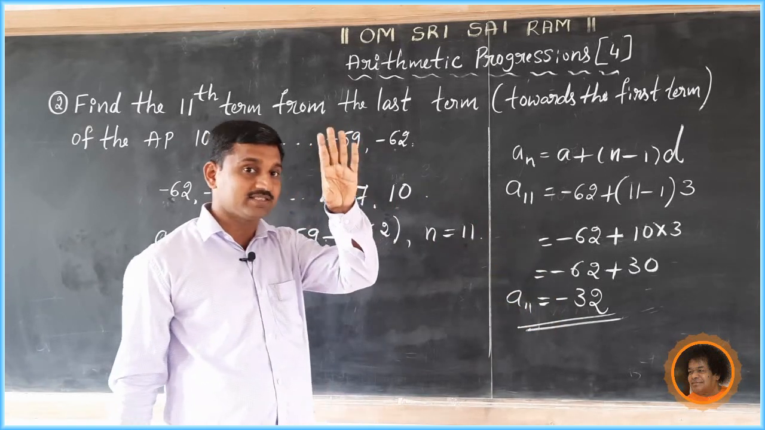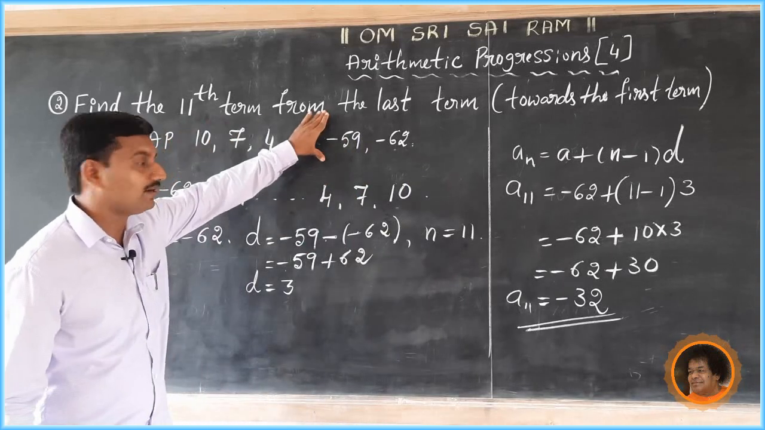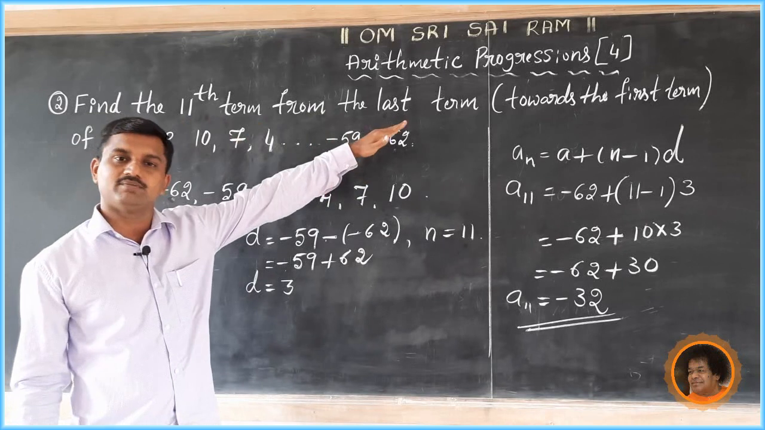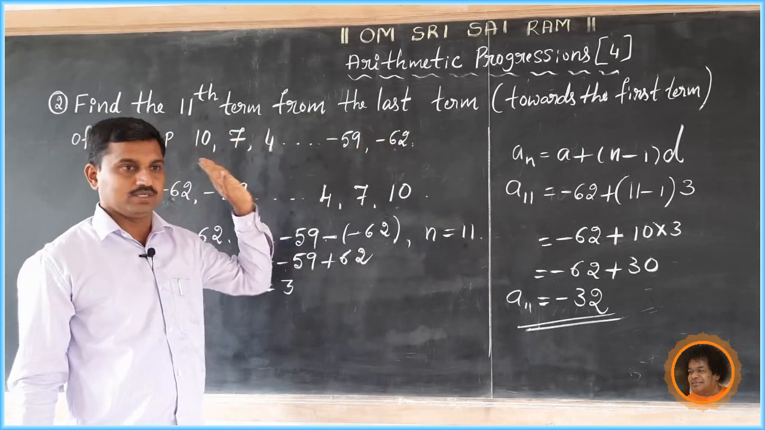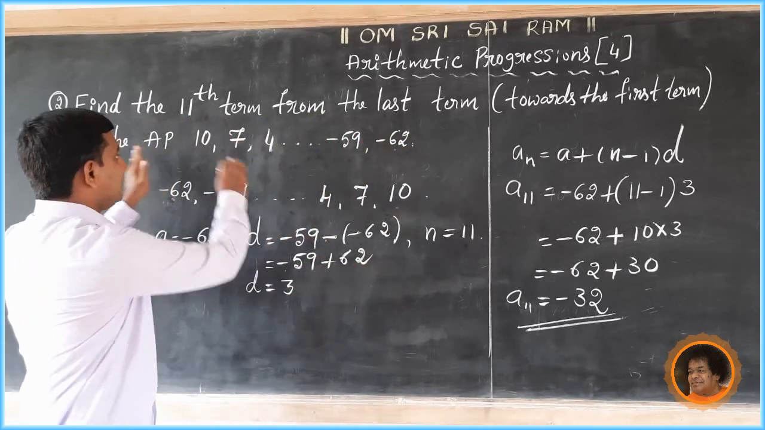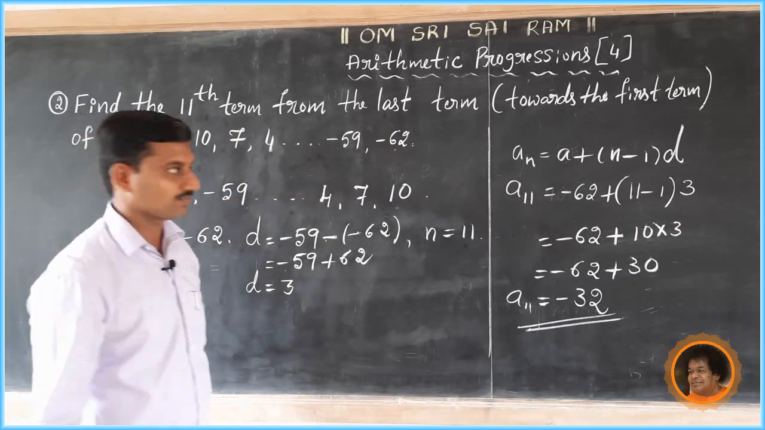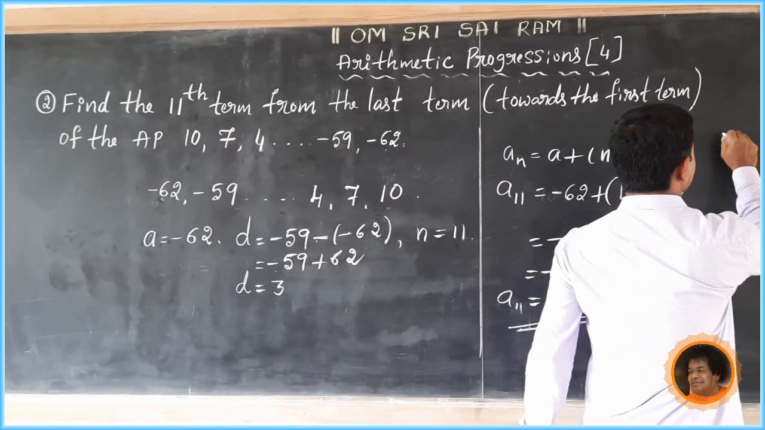So this is one more method. The first method is first find the number of terms in the arithmetic progression and next find the 11th term from the last term. And the second method is write the given AP in the reverse order. There is one more method.